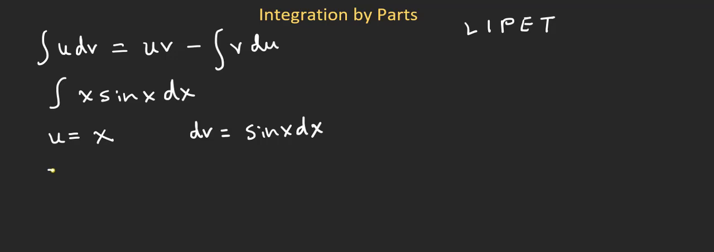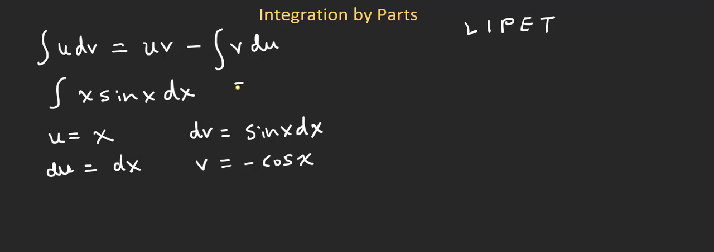So what is du? Well, du over dx is 1. And moving dx to the other side, you just get 1 dx, which is dx. What about v? What's the antiderivative of that? It's going to be negative cosine x. So let's plug it in.